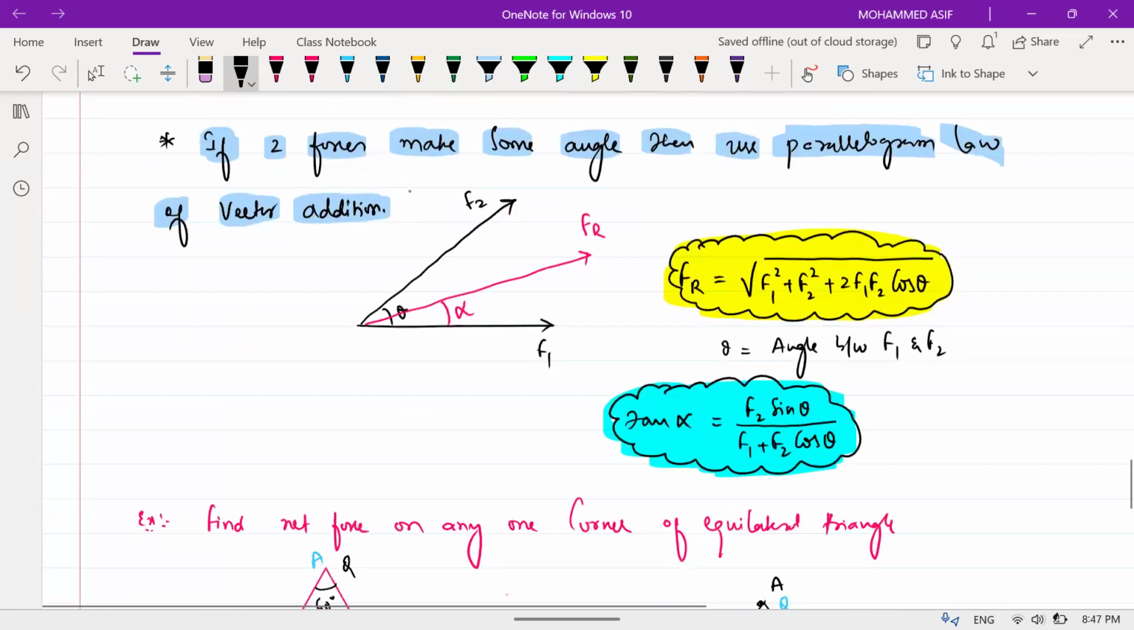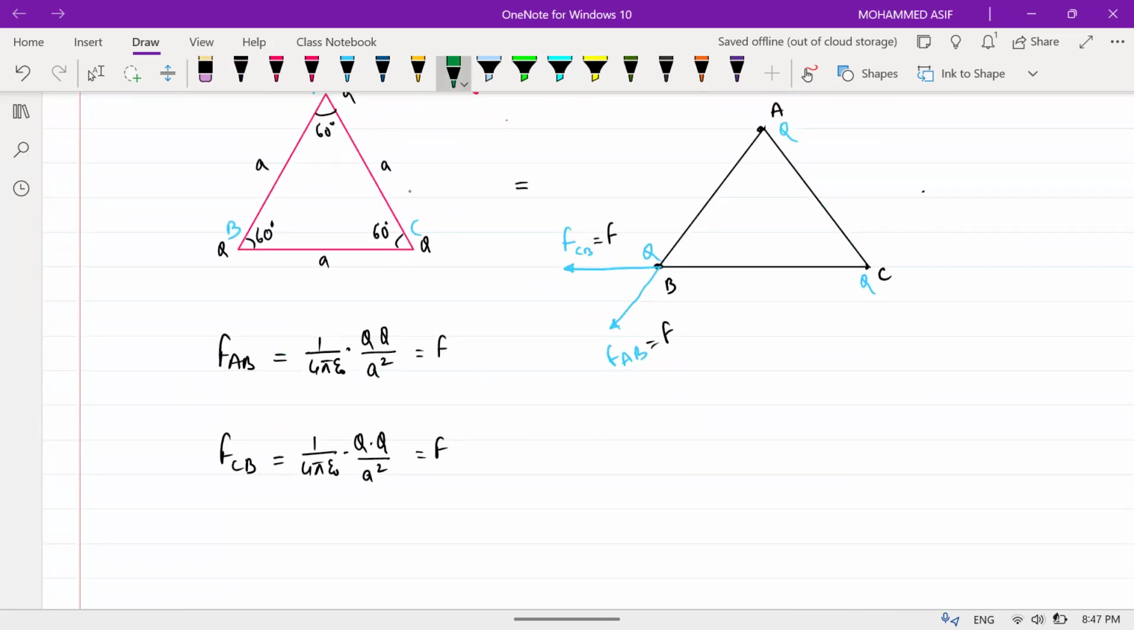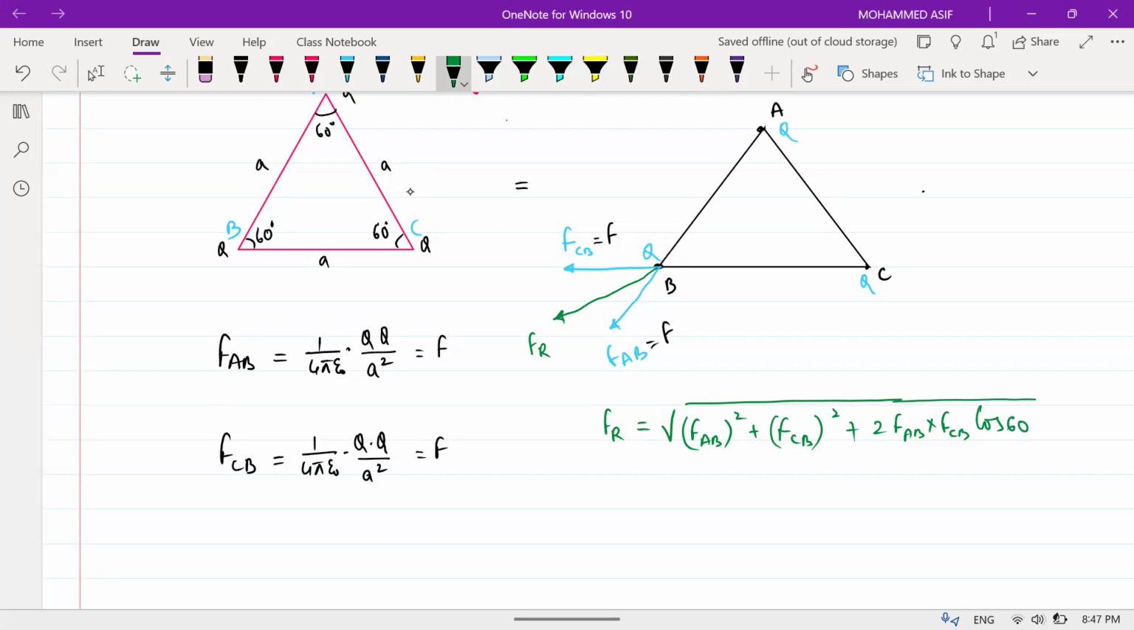Two forces are making some angle. So can I get the resultant for this one, beta? The resultant will be this one. This is F resultant. So how do you calculate the F resultant? F resultant is equal to the square root of the force exerted by A on B whole square, plus the force exerted by C on B whole square, plus 2 times the force exerted by A on B multiplied by the force exerted by C on B into cos of the angle. What is the angle? Cos 60. Cos 60 is how much?